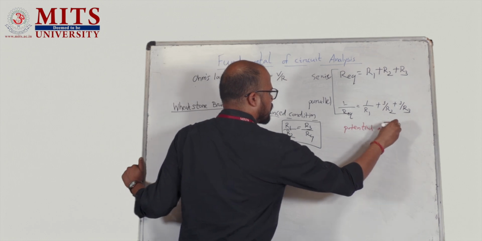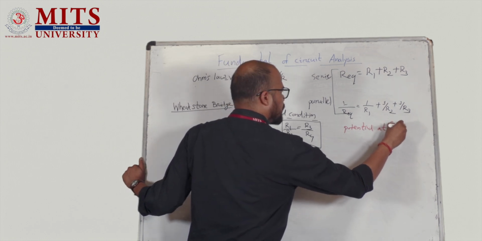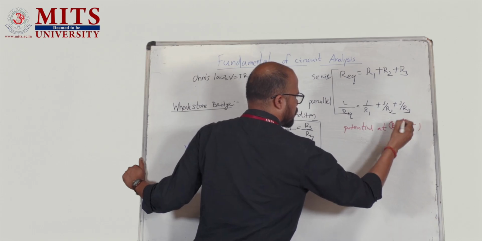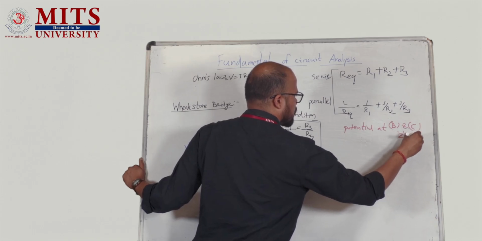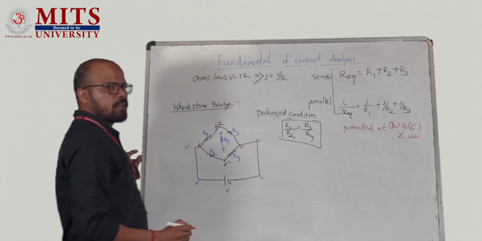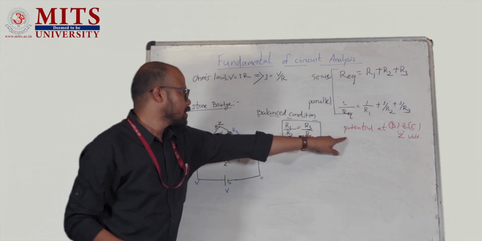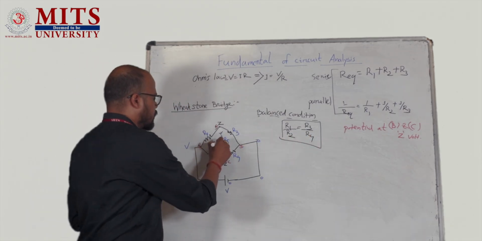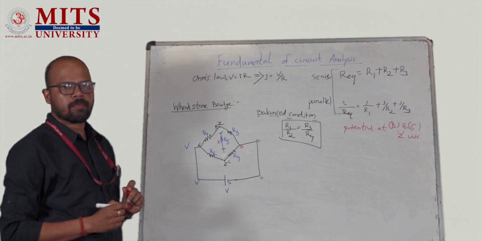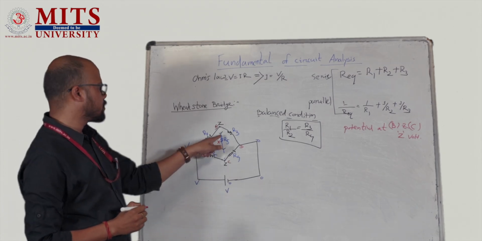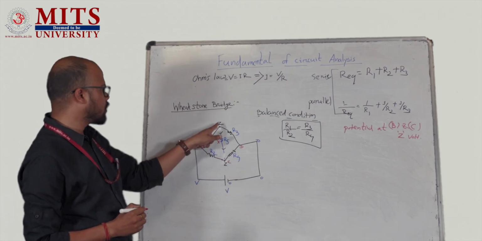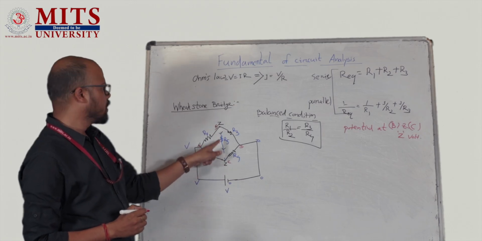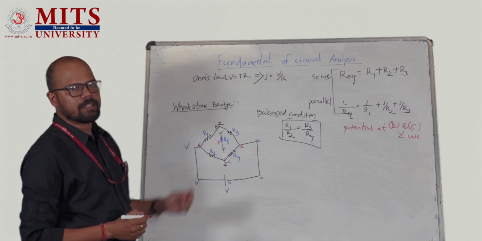the potential at B and C is, suppose, Z volt. In such cases this condition will be satisfied, and we can neglect this resistor. We can neglect the resistor R5 because no current will flow from B to C, and this resistor will be meaningless.